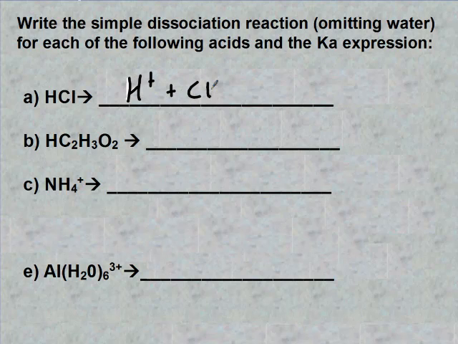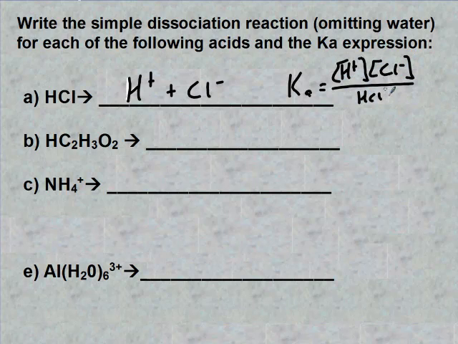H plus and Cl negative. So our Ka expression would be products, so hydrogen ion times chloride ion over HCl. Go ahead and pause the video and do the next B and C on your own. Restart when you've done B and C.